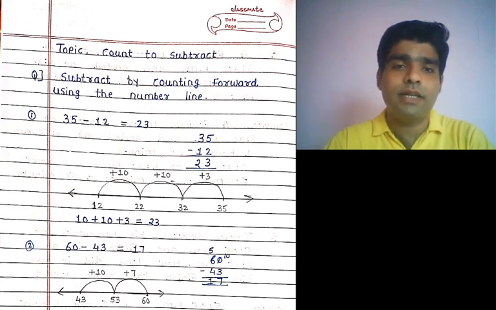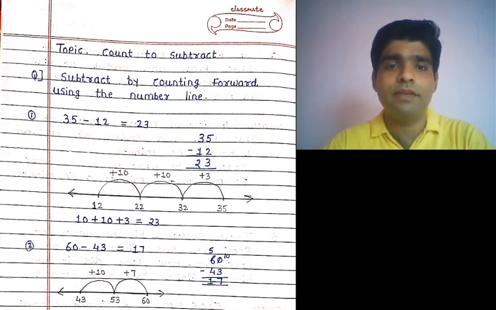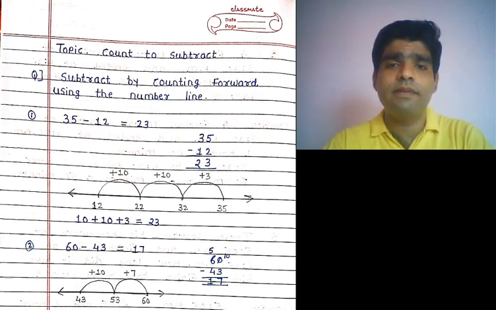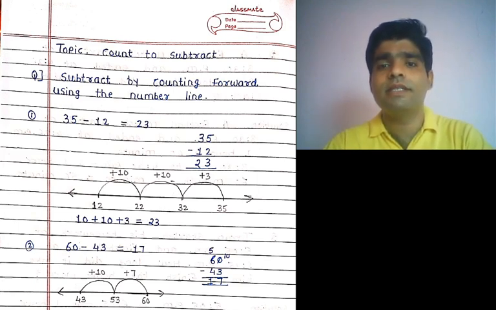Now I start the second question. The second question is what? 60 minus 43. First of all solve the simple method. Here it is 60 minus 43. First of all solve it. Okay, here it is 60 minus 43.